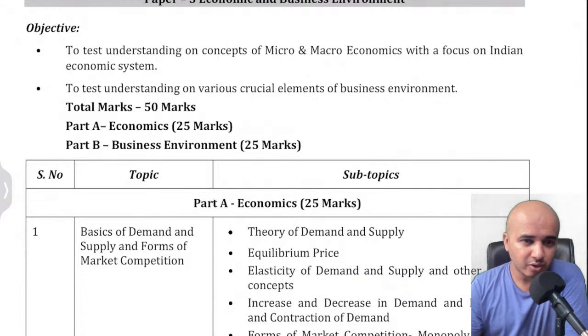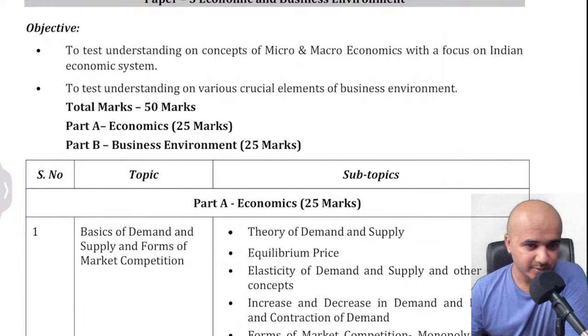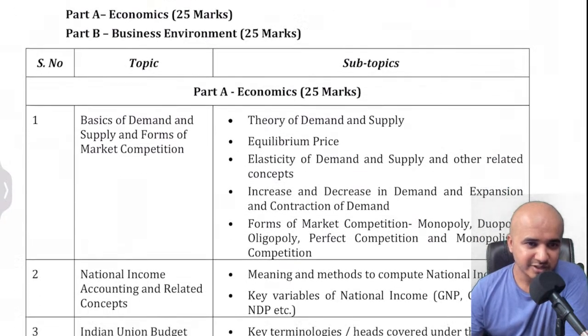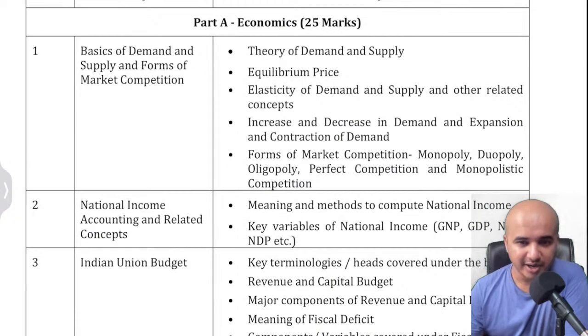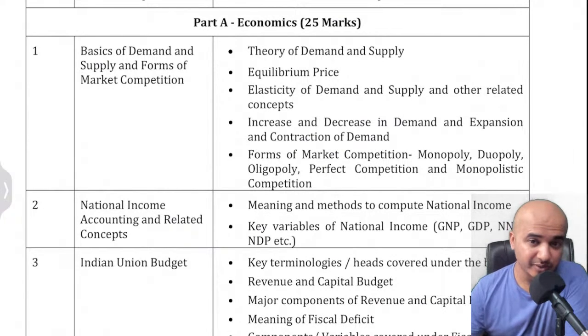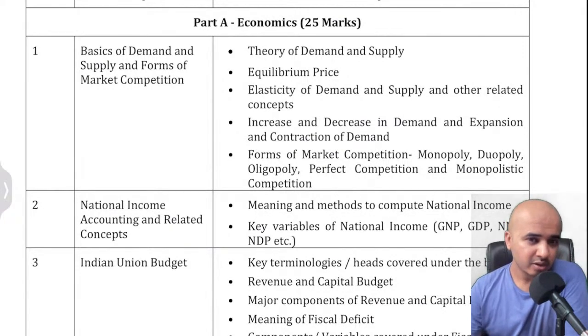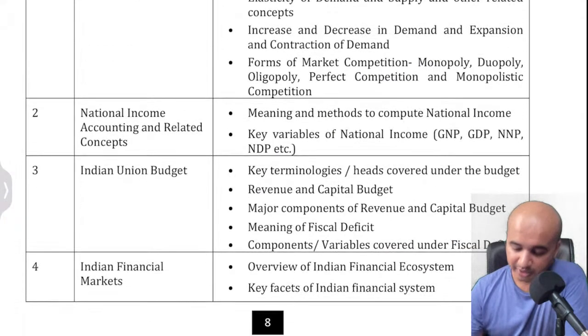The total marks awarded for this particular subject is 50, but it has been split into two. Economics will fetch you 25 and business environment 25 marks. Again, if you look at the economics syllabus, for the same 25 you have to study more chapters. For example, the first chapter is all about basics of demand and supply and forms of market competition, wherein you will study theory of demand, equilibrium price, elasticity of demand, supply, etc. Then there are forms of market competition as well.